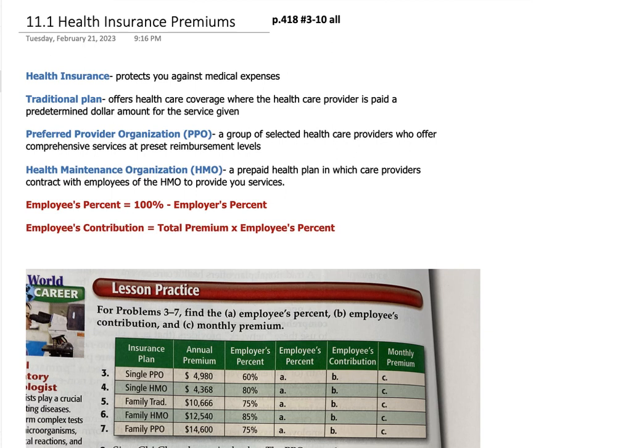The employee's percent is just 100% minus the employer's percent, and the employee's contribution is the total premium times the employee's percent. So I'm going to do numbers 3 and 9 with you from your assignment. You will be doing, it's up here, page 418, 3 through 10 all.